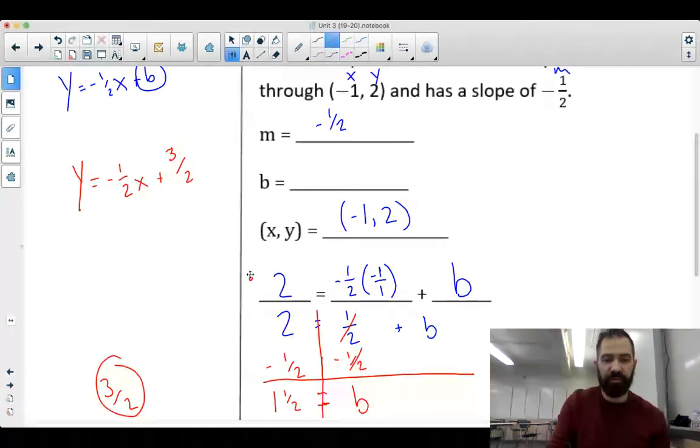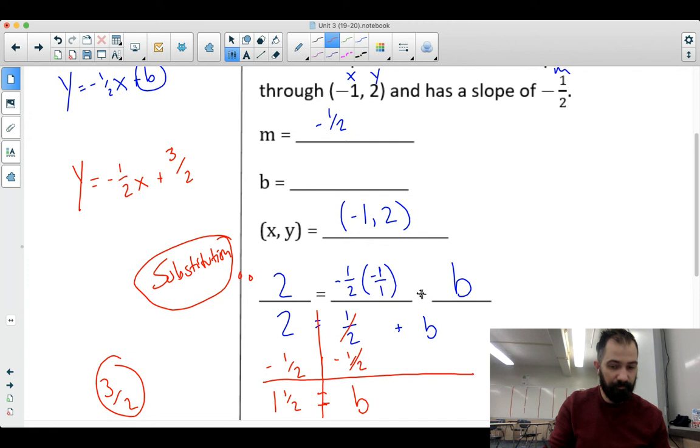This here was called, if you don't remember, substitution. We substituted in our given values for our variables into our equation. And then we solved.